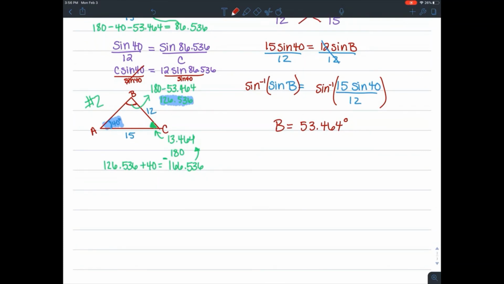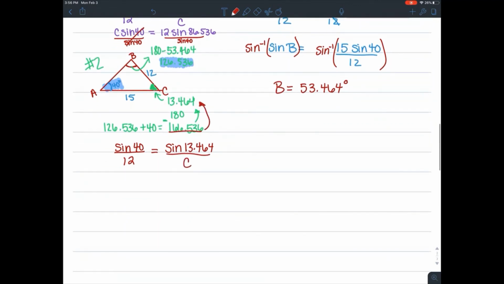Okay, so I'm in triangle number 2. I'm going to do the same thing. Sine of 40, I'm going to use A. You could have used B. You'll get the same answer. Equals sine of 13.464, because that's what I got when I solved this guy, 13.464, and I'm going to divide it by C, because that's what we're trying to find. We're trying to find side C. So we're going to solve this.